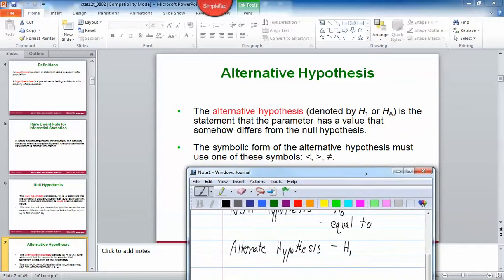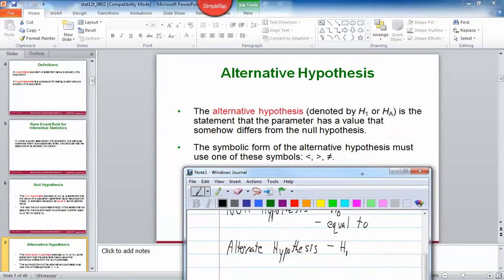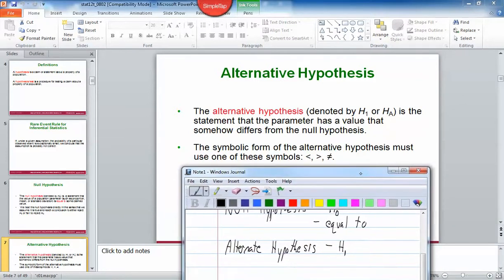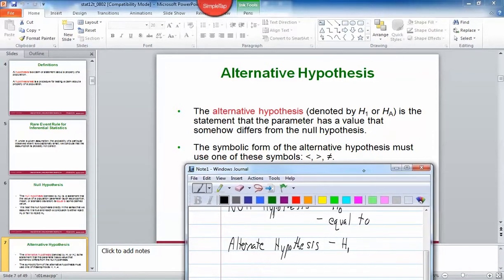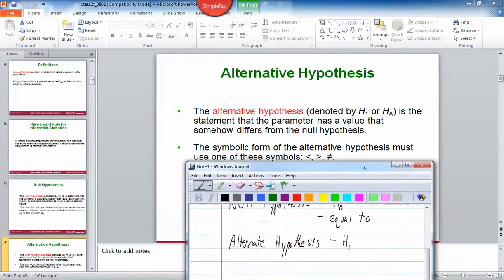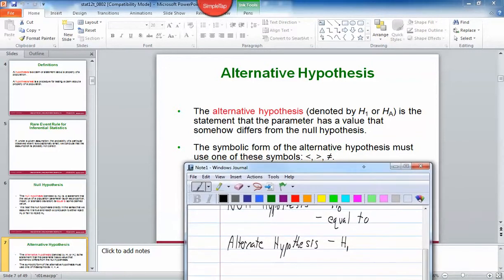So what are the main things that I would remember about the alternate hypothesis? I'd remember it's denoted H sub 1. So if I say H sub 1, or if I say alternate hypothesis, I'm talking about the same thing. And it must have either a less than symbol, a greater than symbol, or a not equal to symbol. Notice that it will not have an equal to. It will have either less than, greater than, or not equal to.